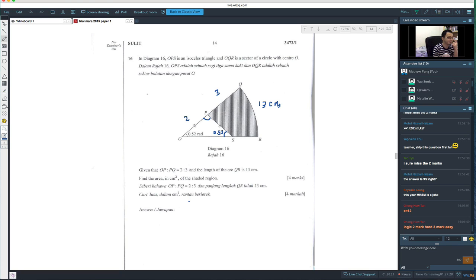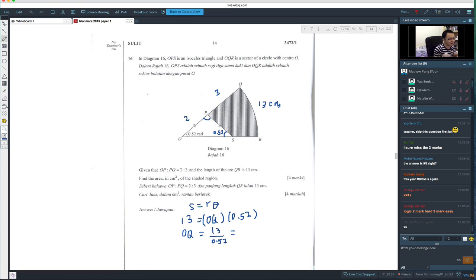So I will need to use the arc length to find my radius first. For arc length, I know s equals r theta. My arc length is 13. R is unknown, but I know my r is OQ. I'm going to write OQ here. This is my r, and my angle is 0.52. So I can find the length of OQ easily by using 13 divided by 0.52. Then use the calculator for this one, 13 divided by 0.52.